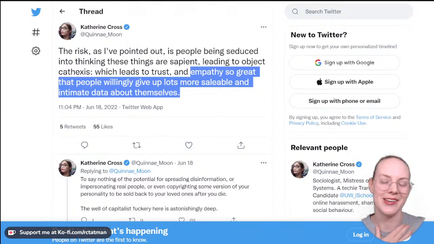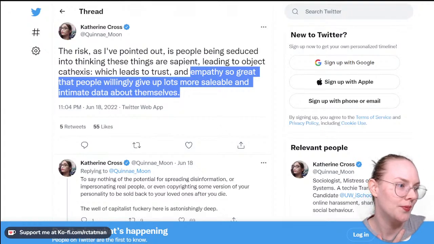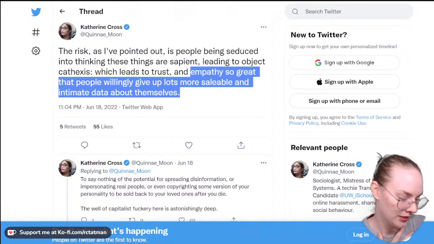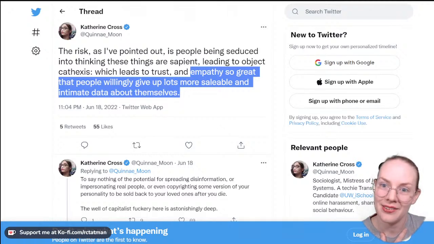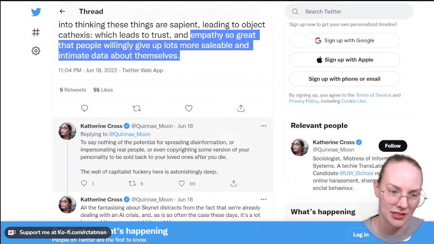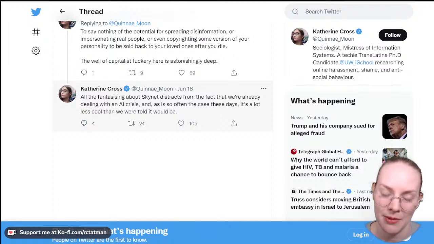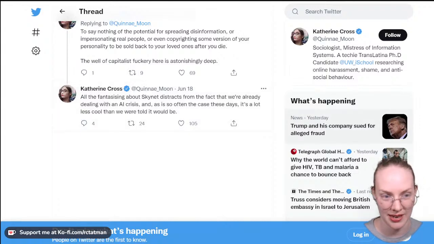We're social creatures, and we have this deep, not just desire, but also ingrained, I would say well-trained, socialized desire to share information in a reciprocal way. But of course, there can be no reciprocal information sharing with a system. To say nothing of the potential for spreading disinformation or impersonating real people, or even copywriting some version of your personality to be sold back to your loved ones after you die. All of this fantasizing about Skynet detracts from the fact that we're already dealing with an AI crisis.